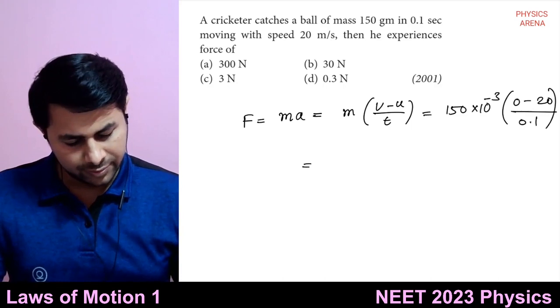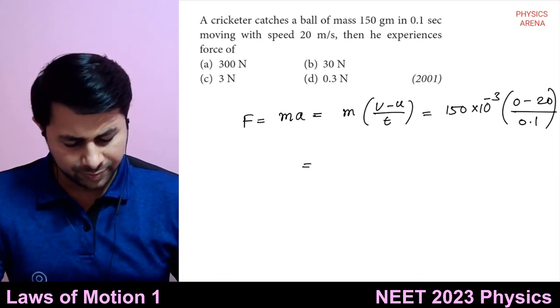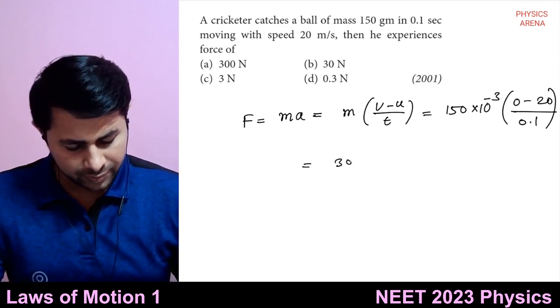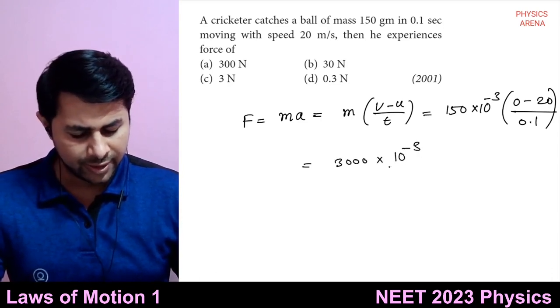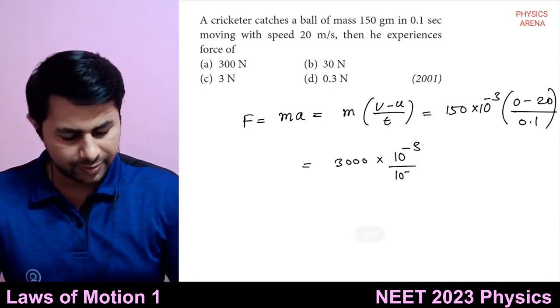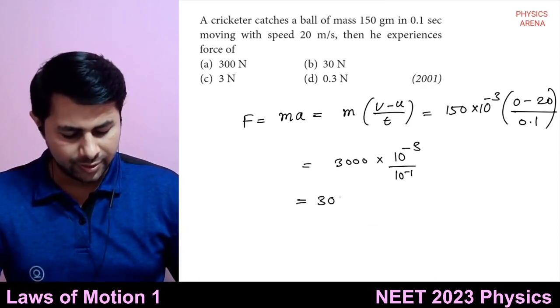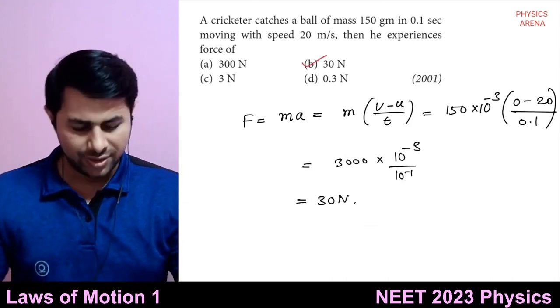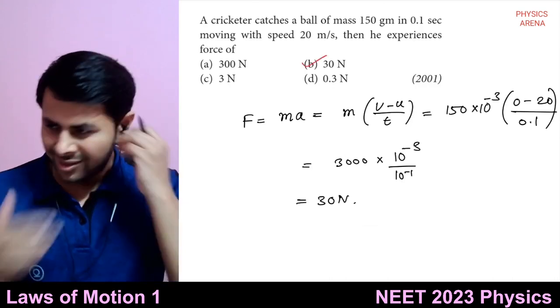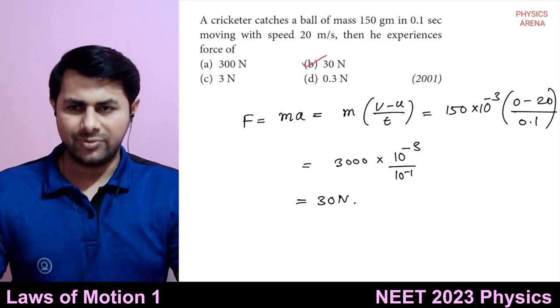So what is that? 20 times 150 is 3000, multiplied by 10 raised to minus 3 upon 10 raised to minus 1. So 30 Newton. 30 newtons would be the answer. Good. This is from NEET 2001, a very simple question.